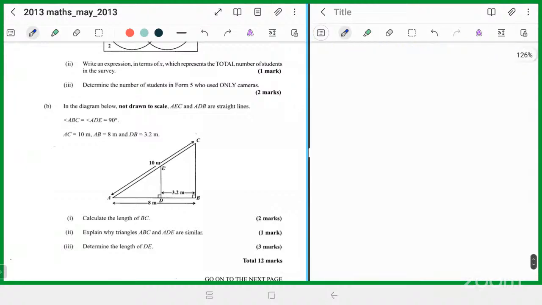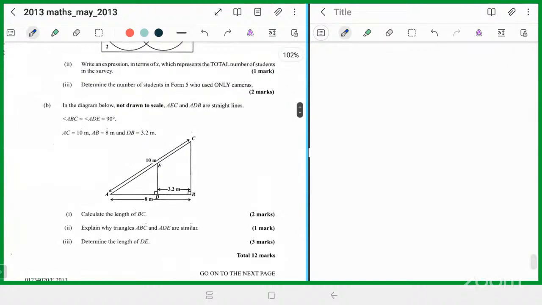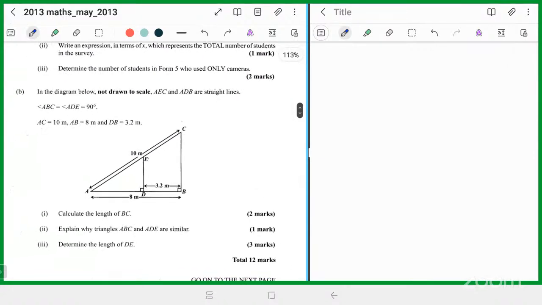That's 3D. It says in the diagram below, not drawn to scale, AEC and ADB are straight lines. That's a straight line. It says angle 9, angle 9. So we have two right angle triangles. We have a small right angle triangle here and a large right angle triangle. These two triangles are in fact similar triangles.